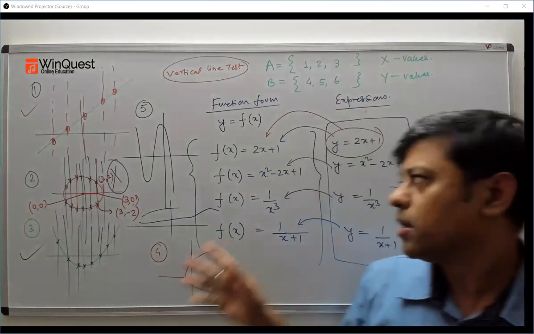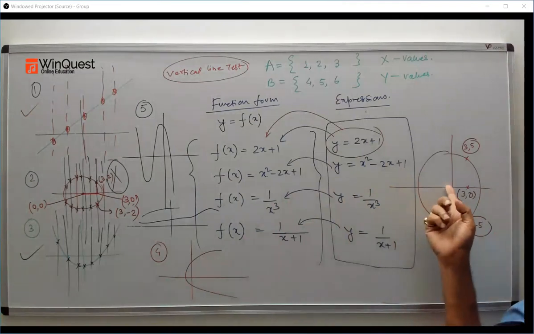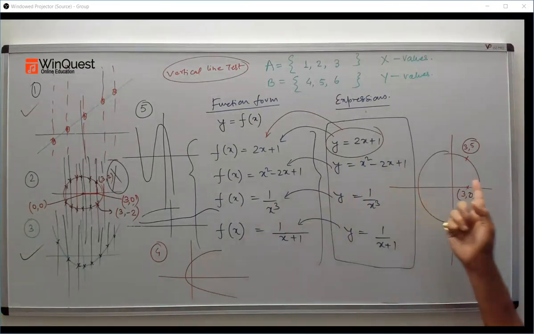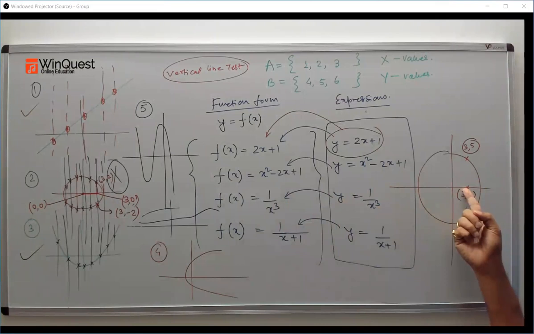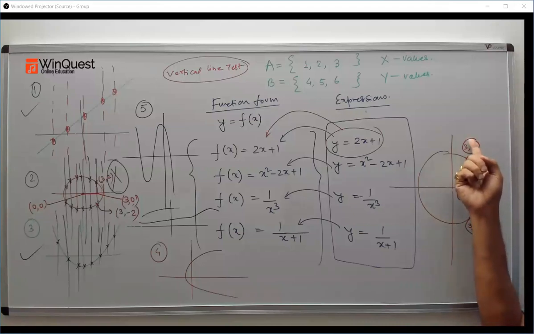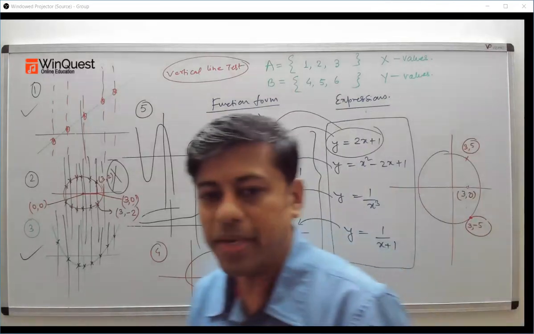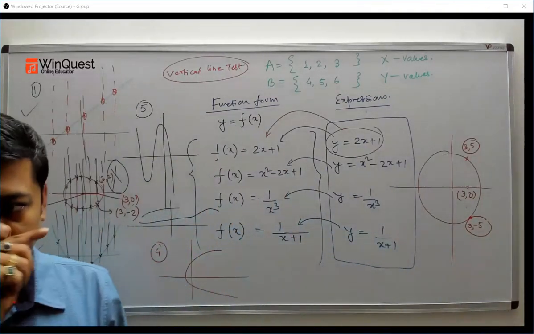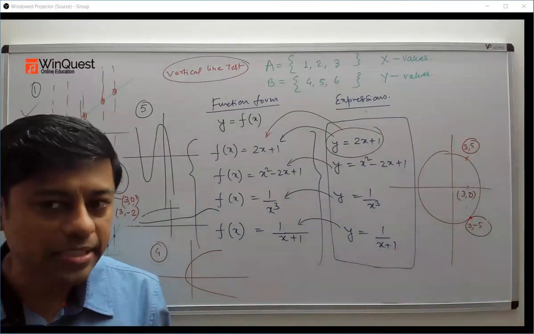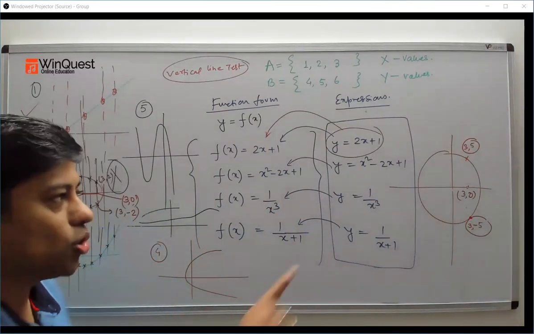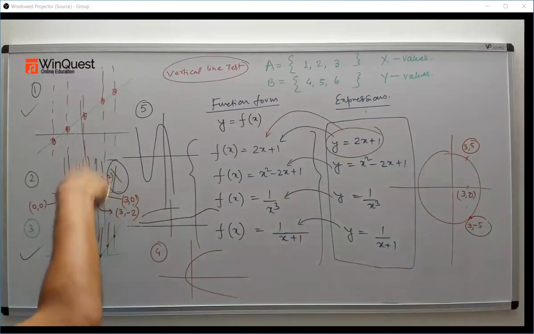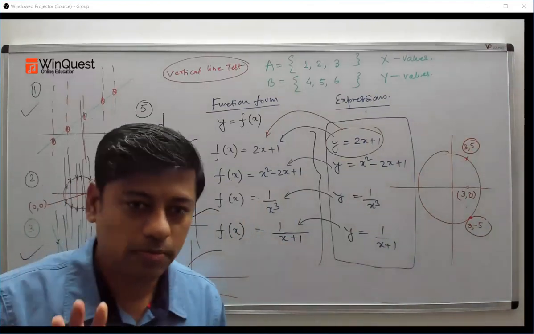If you take a circle for one value of x, here, one value of x, then x equals 3, y can be both plus 5 and minus 5. Am I making sense? Okay. In this case, it is not a function. We know this from the vertical line test. Am I clear?